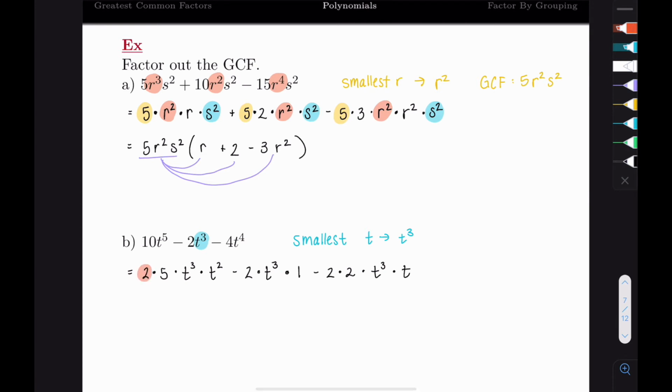So we're going to take out the 2 from each term. And then we're going to take out the t to the 3rd as well. So our greatest common factor here is going to be 2t to the 3rd. And so we take this out, and what's left in the first piece is a 5t squared. The second piece, we've taken everything out, so really we're just left with a 1. And then in the last piece, we're left with a minus 2t.